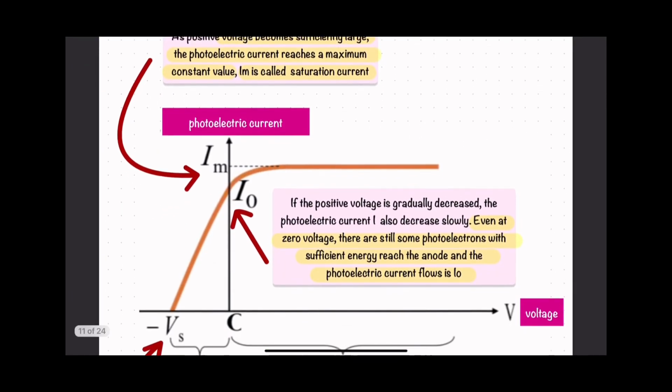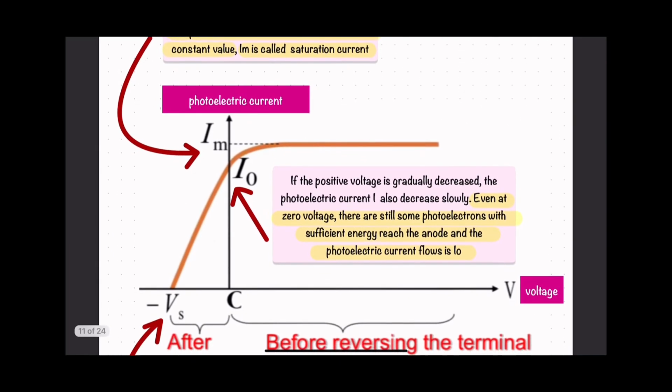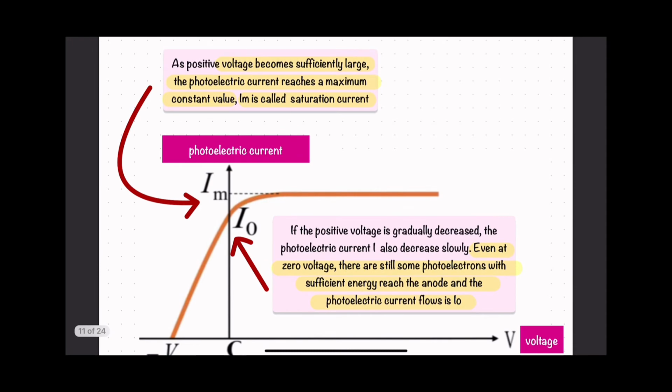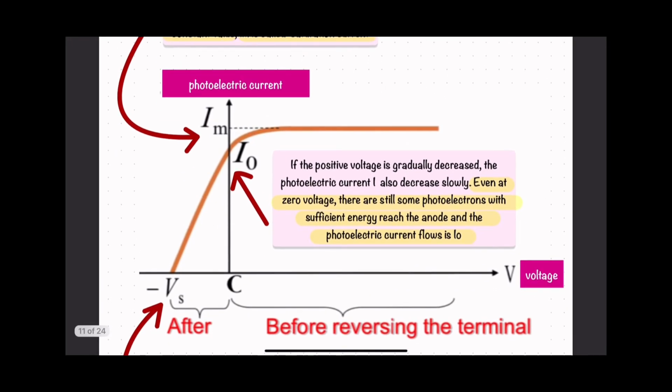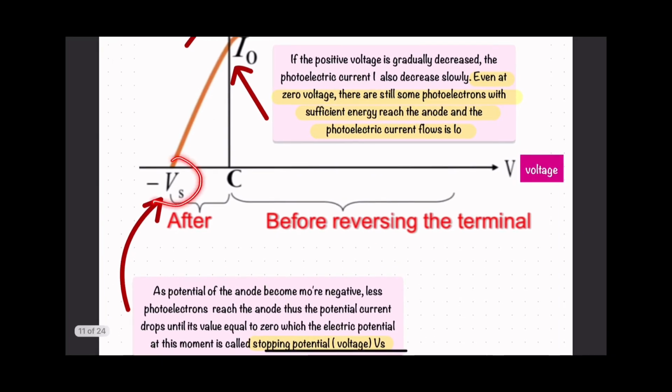Okay, this is how the graph of photoelectric effects represent by. Okay, you have terms of photoelectric current versus voltage. Okay, here we have Im we call it as saturation current. I0 is that minimum current, and then we have a stopping potential Vs.